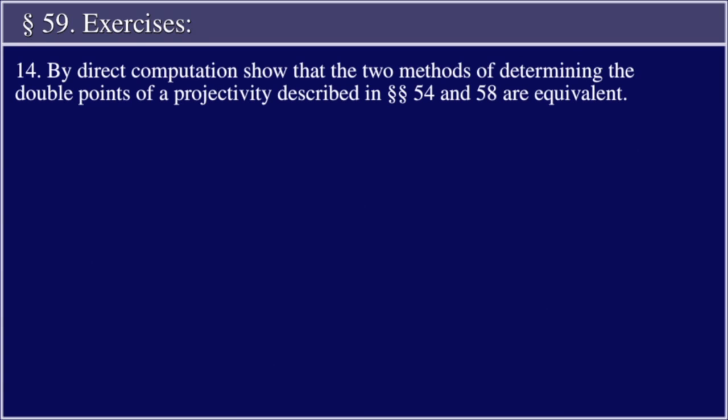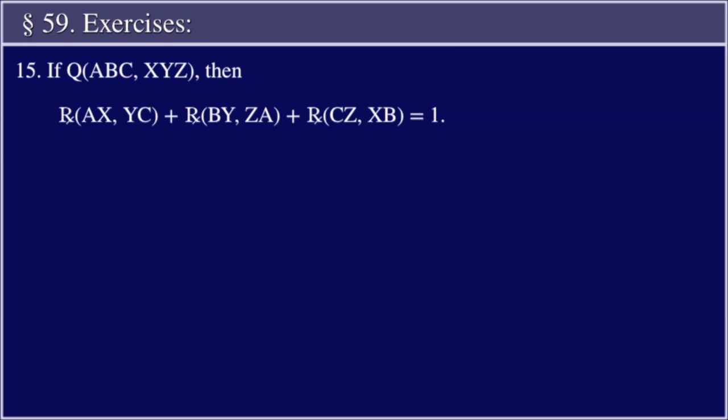14. By direct computation, show that the two methods of determining the double points of a projectivity described in sections 54 and 58 are equivalent. 15. If ABC, XYZ is a quadrangular set, then the cross ratio R of AX, YC plus R of BY, ZA plus R of CZ, XB is equal to 1.